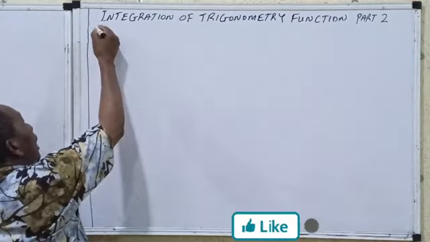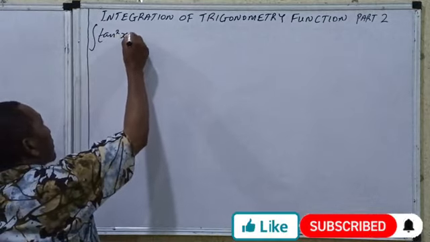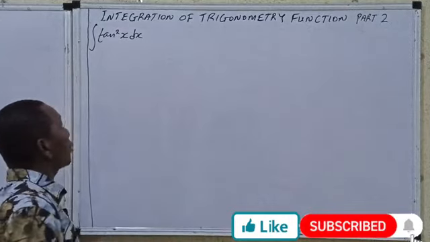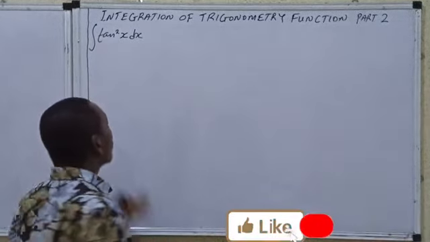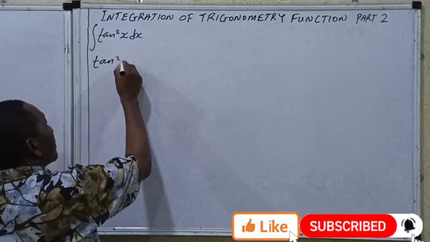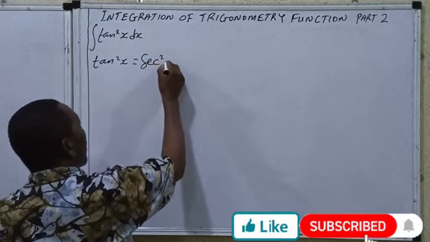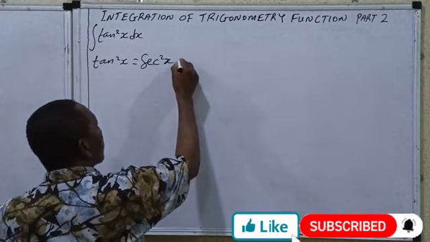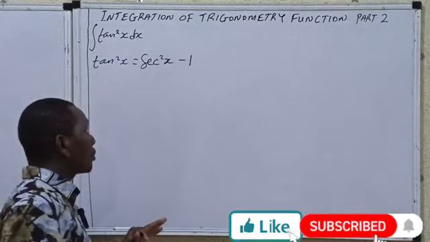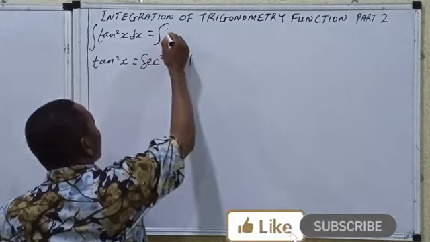Assuming you are asked to integrate, let's say, tan squared x, how will you do this? This is very easy and simple. You know your normal trigonometric identity: tan squared x is equal to sec squared x minus 1. So you can now rewrite this.